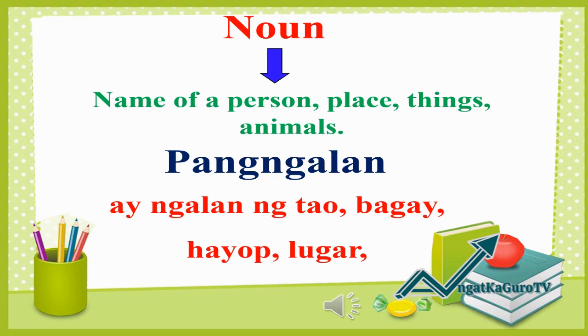What is a noun? A noun is a name of a person, place, things, and animals. Pangalan. Ang pangalan ay ngalan ng tao, bagay, hayop o lugar.